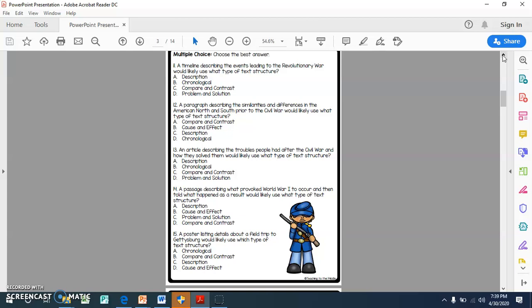They are due today. Your packets are due Monday, both of them. The first one that was sent home and then the second one that goes from April 6th to the end of the month. They are both due Monday to be graded.